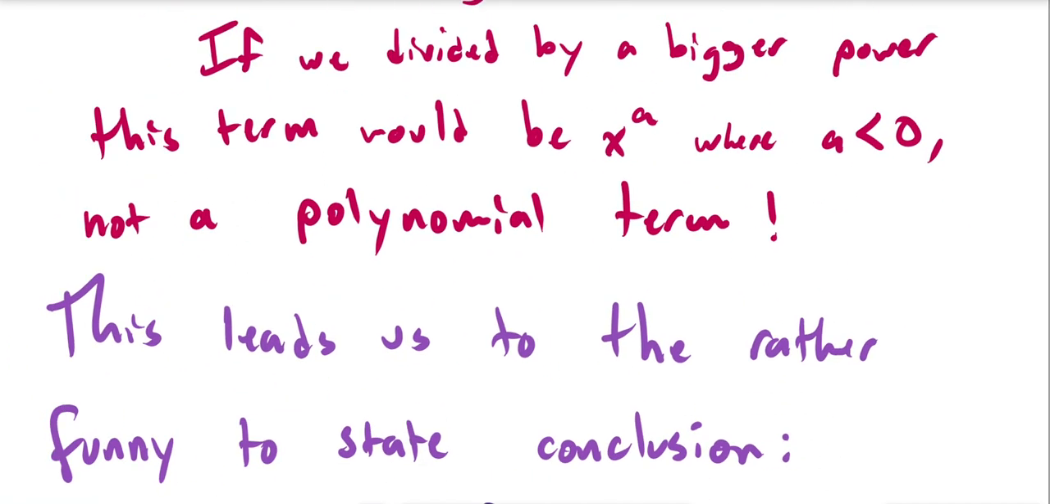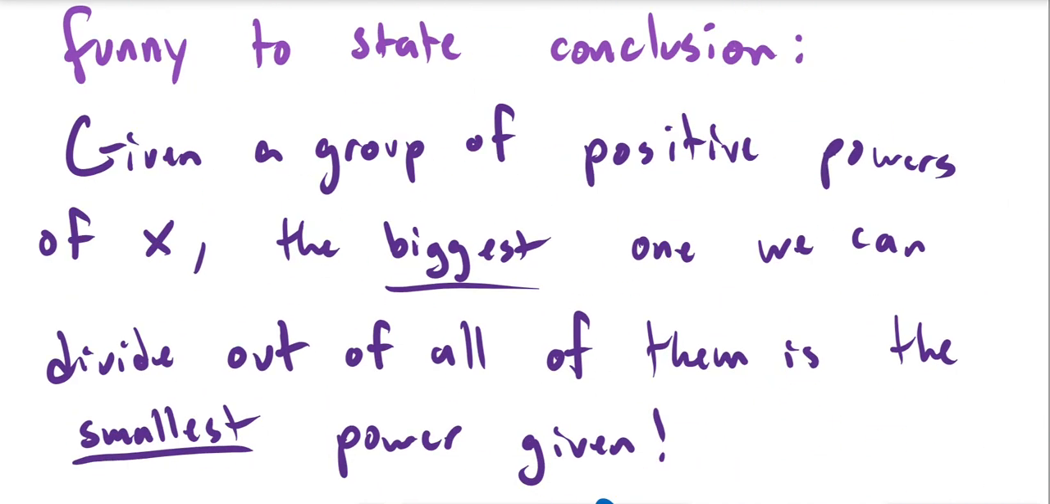So this leads us to a kind of funny way to state the conclusion of what is the greatest common factor of a series of variable terms, a series of variables raised to powers. Given a group of positive powers of x, the biggest one we can divide out of all of them is going to be the smallest power given.